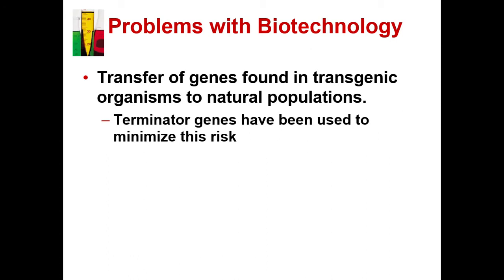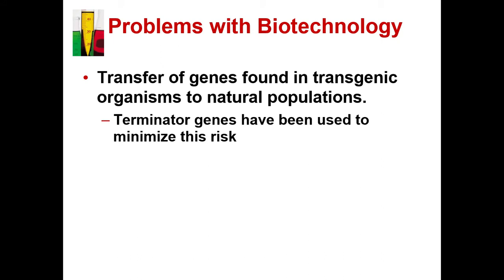The first one is the transfer of genes found in transgenic organisms to natural populations. Terminator genes have been used to minimize this risk. Whenever we use a transgenic organism, it has some specific properties that we have induced in it, a gene of interest that we insert in the GMO. This can transfer to the natural population, and it can go in the natural population and spread more.